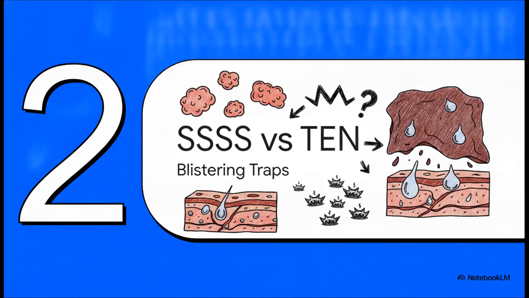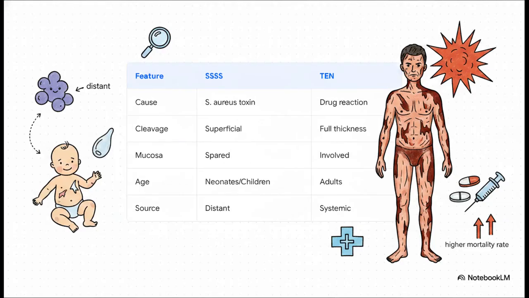Moving on to part 2, our first major battleground, the blistering traps, SSSS versus TEN. Now, at a quick glance, both of these cause massive, terrifying skin sloughing, right? But their origins and their targets couldn't be more different. Notice how SSSS goes after neonates and kids, and it's driven by a distant Staph aureus infection. That means the blisters themselves are actually sterile. The staph is just hiding out somewhere else, pumping exfoliative toxins into the bloodstream.